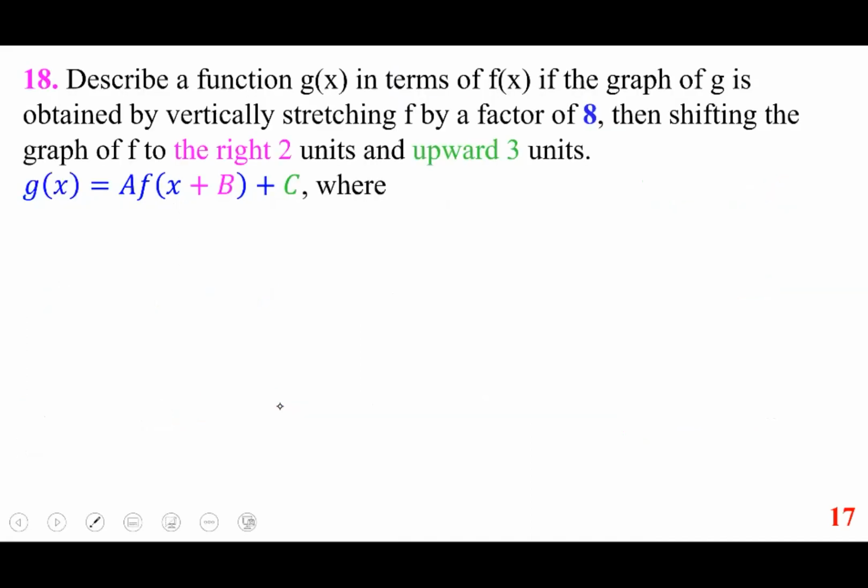Describe a function g of x in terms of f of x, if the graph of g is obtained by vertical stretching of f by a factor of 8, then shifting the graph of f to the right 2 units and upward 3 units. So here's g, and we have f of x. Inside the parentheses, we put plus b, and then outside we multiply by a, and we add a constant. We want to see what happens. So basically, this is a vertical stretch, so a is replaced with 8.